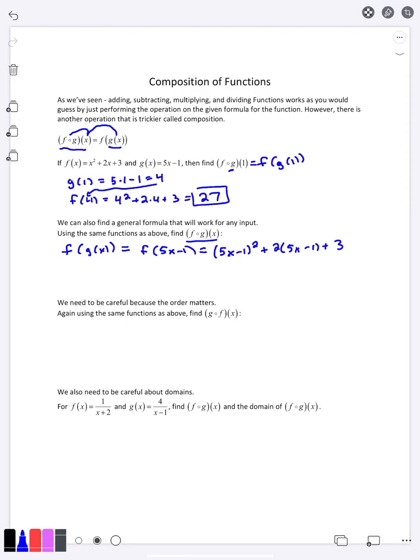Okay, so then if we square the 5x minus 1, we would get 25x squared minus 10x plus 1. Then we would distribute the 2 in, 10x minus 2, then plus 3 here. And then at this point in time, we're going to go ahead and combine like terms.